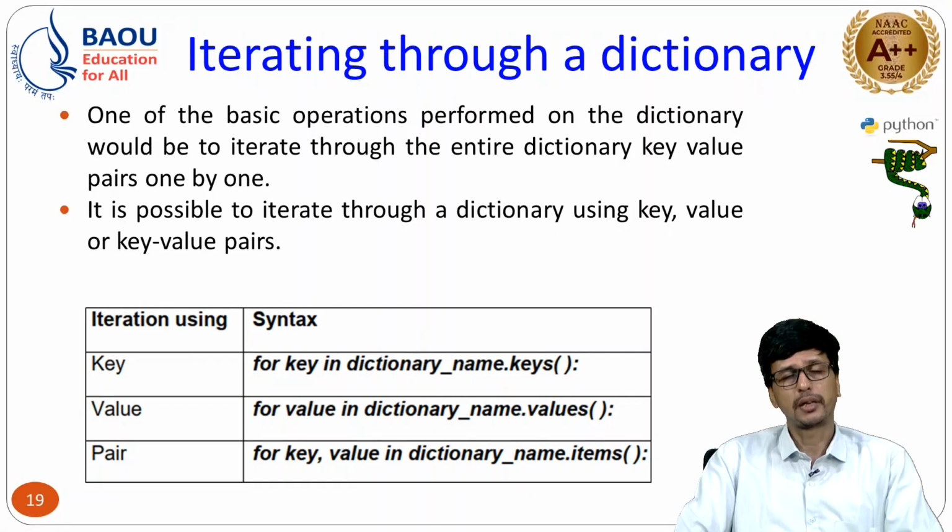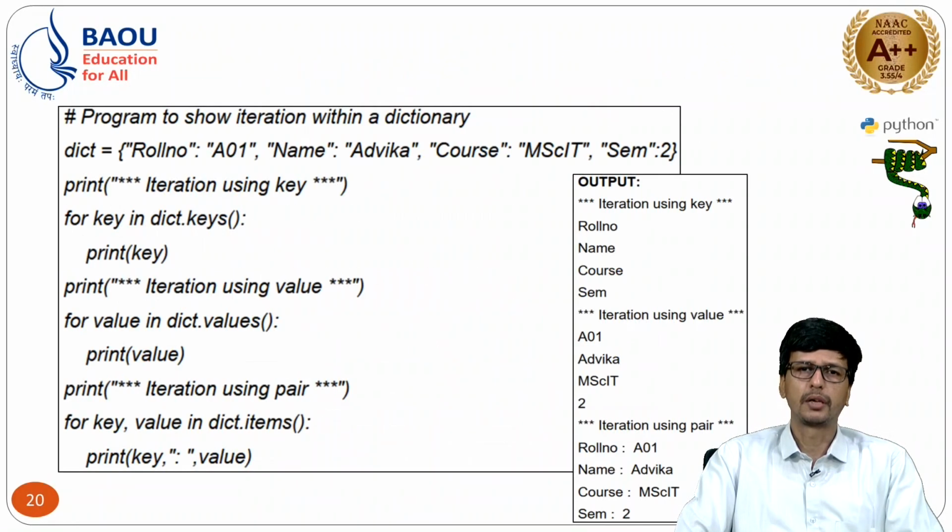Then there are three scenarios. You can access with the help of keys, you can access with the help of values, or you can access with the help of items, right? You can see in the demonstration here, first that is print key. Here a for loop can be used, for key in dic dot keys. So with the help of keys you are iterating all the keys.